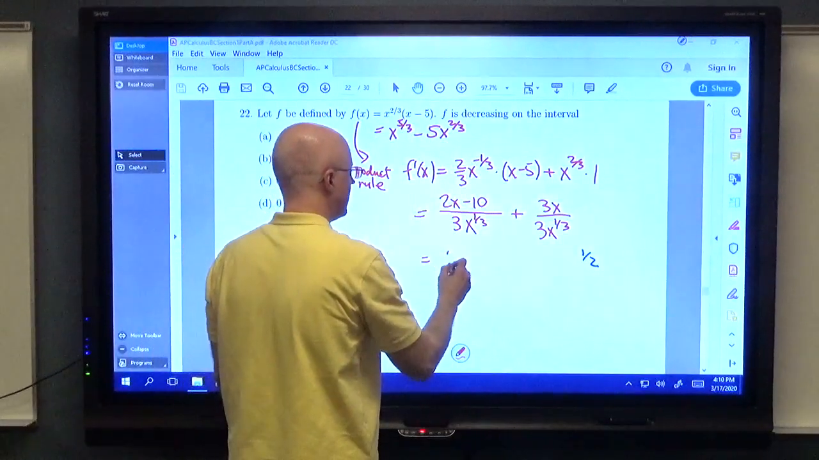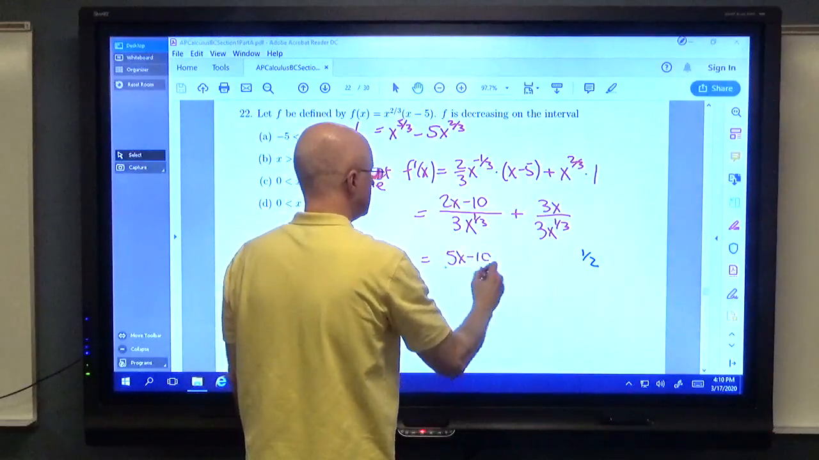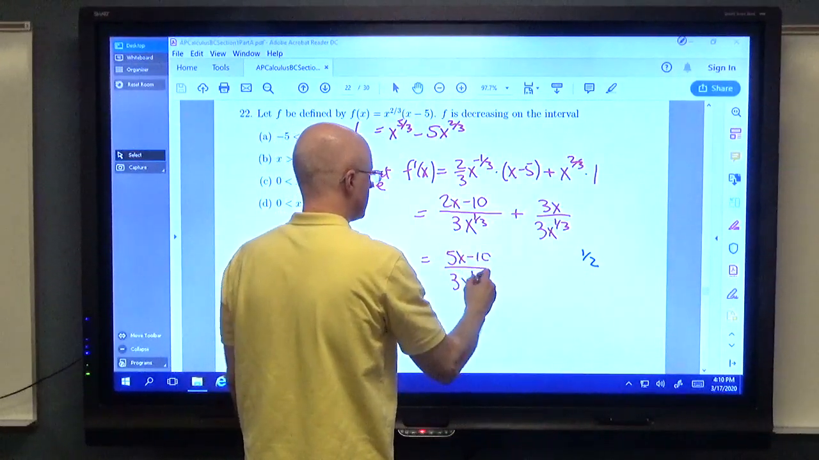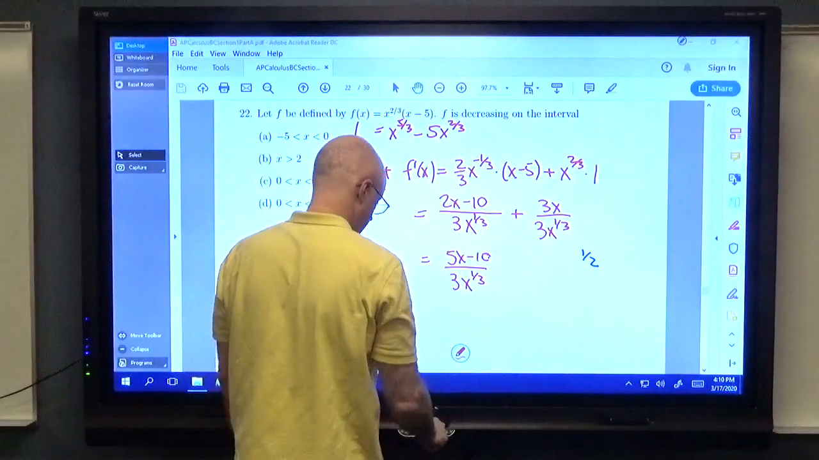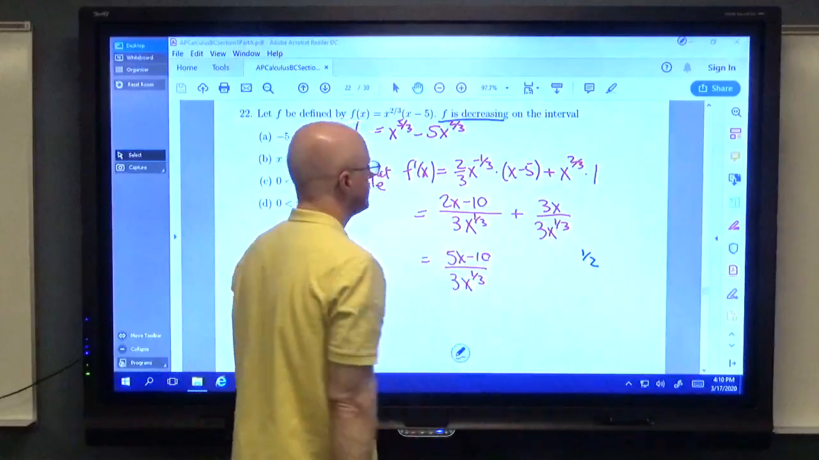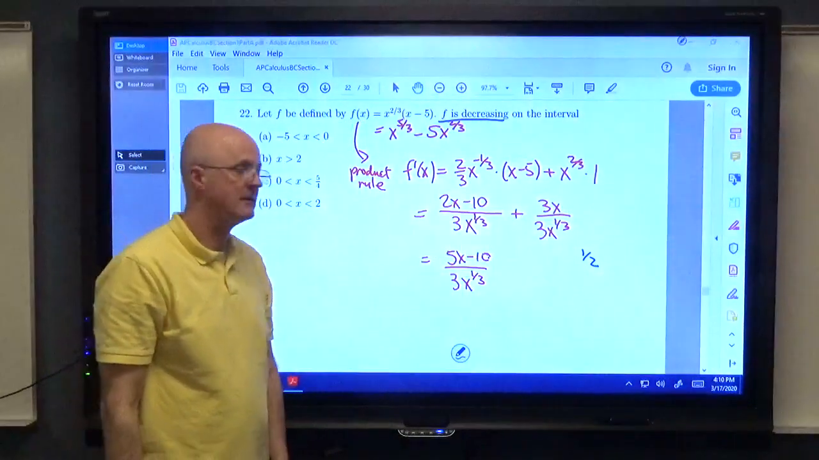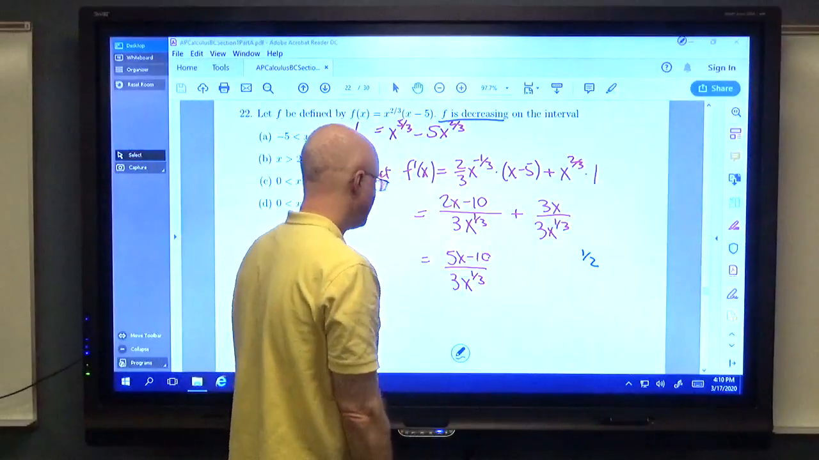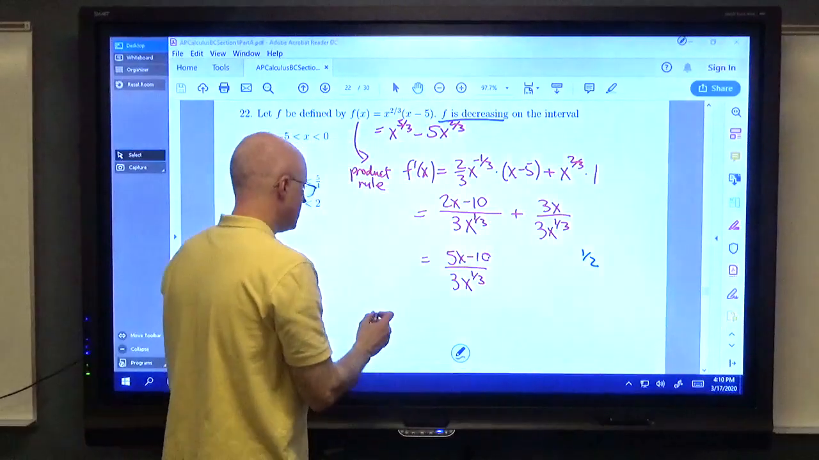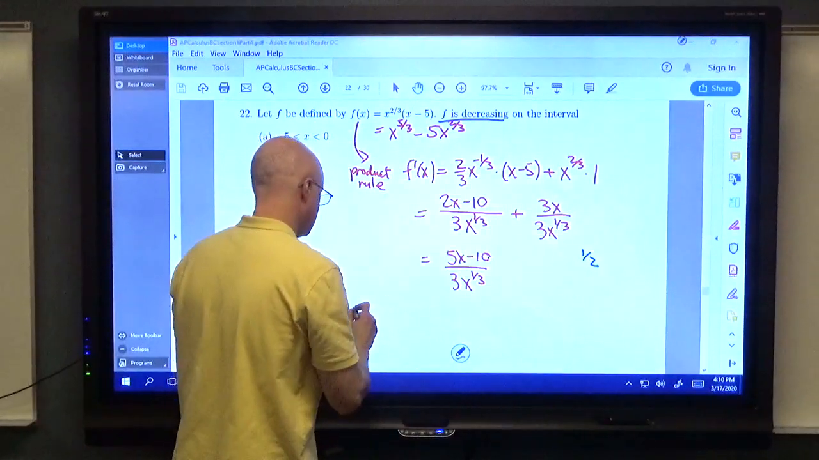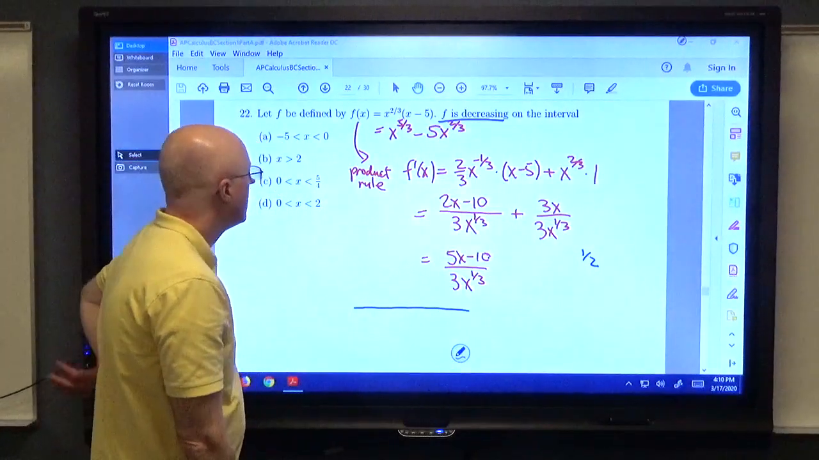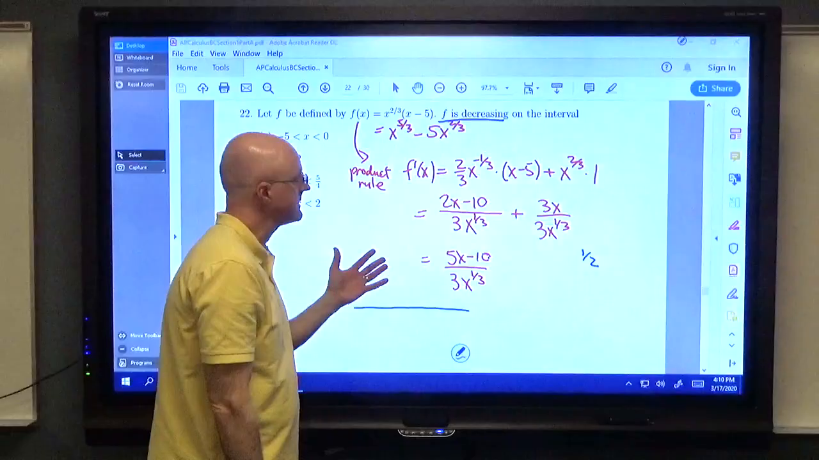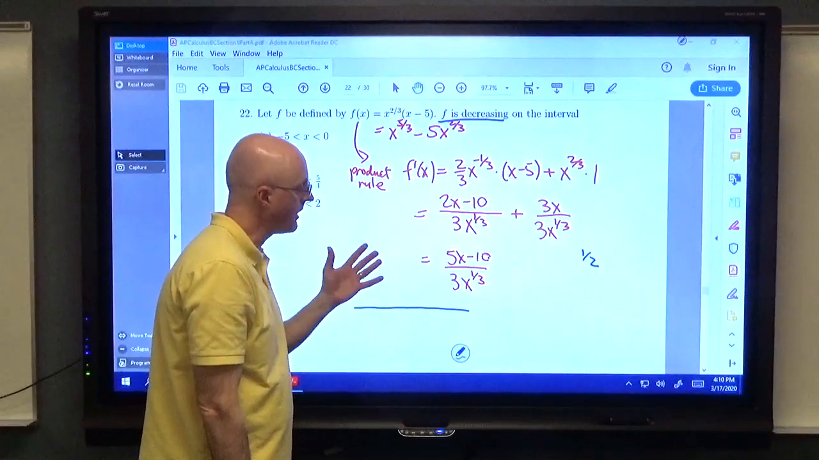Combine these now, you get (5x - 10) divided by 3x^(1/3). Okay, so what are we after? We're after where the function, the original function, is decreasing. So where is this derivative negative? It's probably best to be extra careful here and think about a number line, and think about marking where your critical points are, really where the derivative is 0 or undefined.